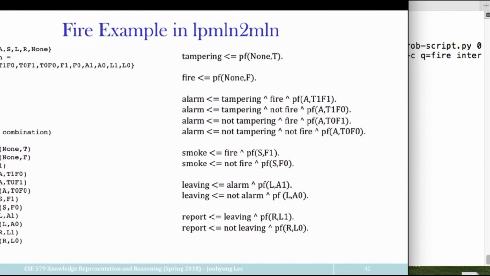I think that's it. There's another thing about using LPMLN, but I'm going to continue next time. Any question? Okay, let's stop here.